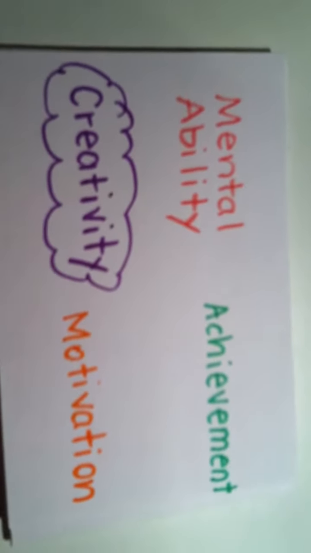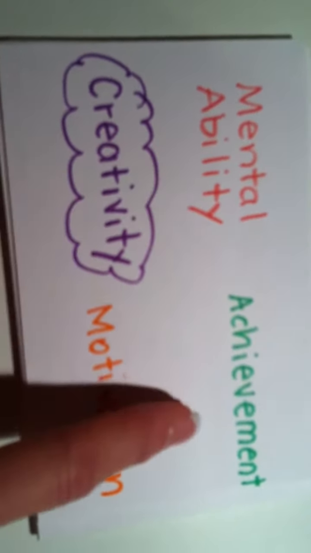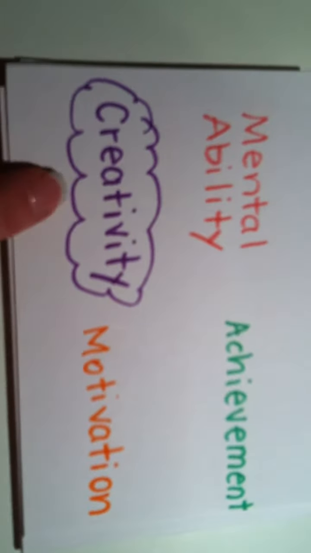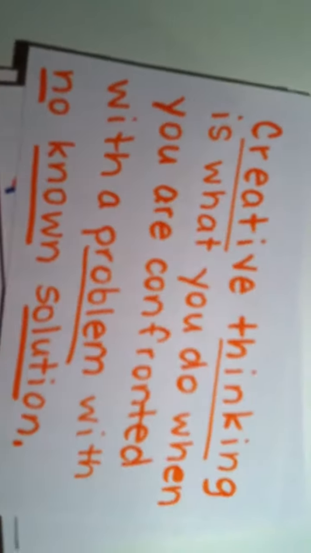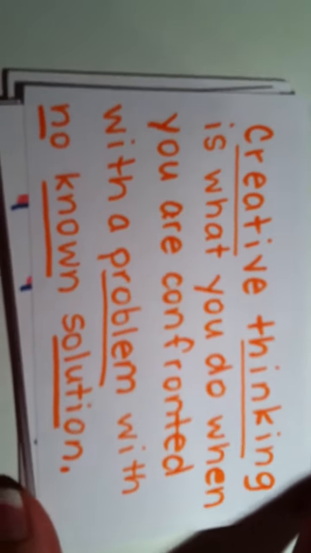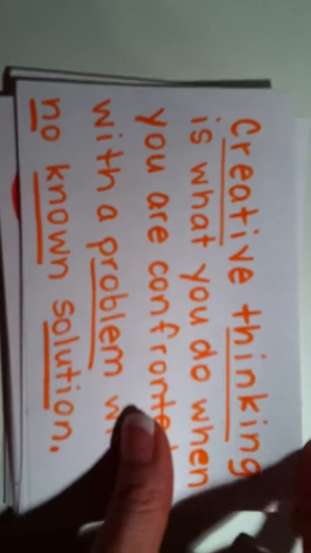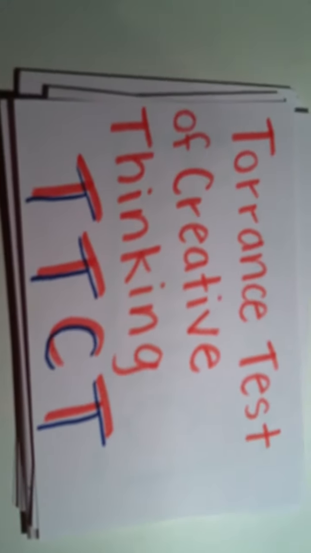When students are referred for TAG, we test 4 areas: mental ability, achievement, motivation, and creativity. We're going to talk today about creativity. Creative thinking is what you do when you're confronted with a problem with no known solution. One instrument we use to measure a student's creative thinking is the Torrance Test of Creative Thinking, or the TTCT.